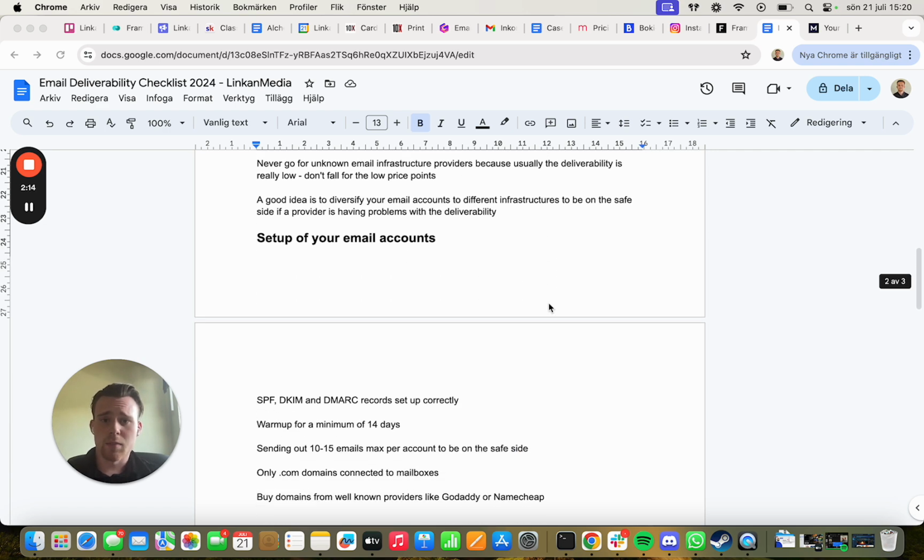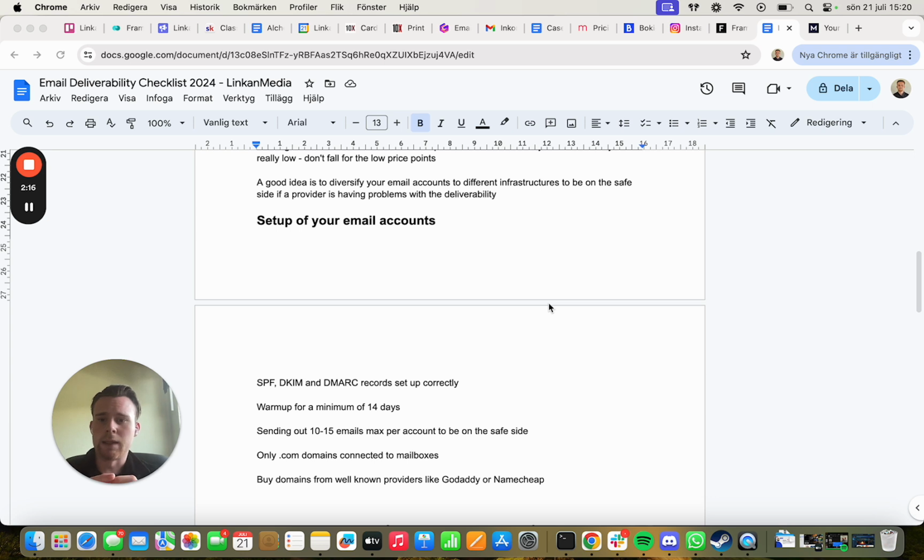Then you have the setup of your email accounts. The basics are that you need to have an SPF, DKIM, and a DMARC record set up correctly. You need to warm up the email accounts for a minimum of 14 days, preferably 21 days, and then also send out around 10 to 15 emails max per account to be on the safe side to actually get your emails delivered to the prospect's inbox.